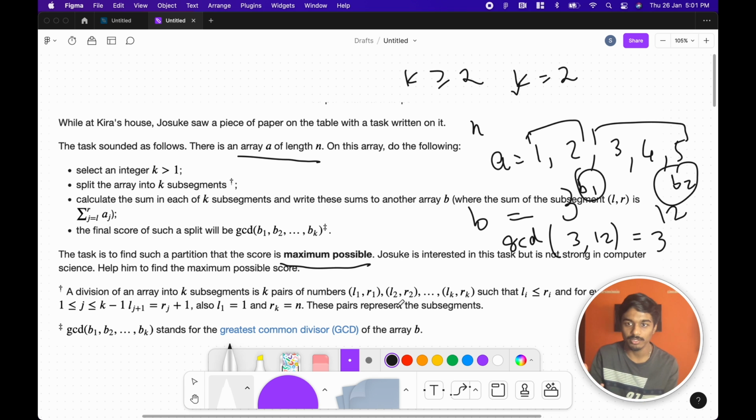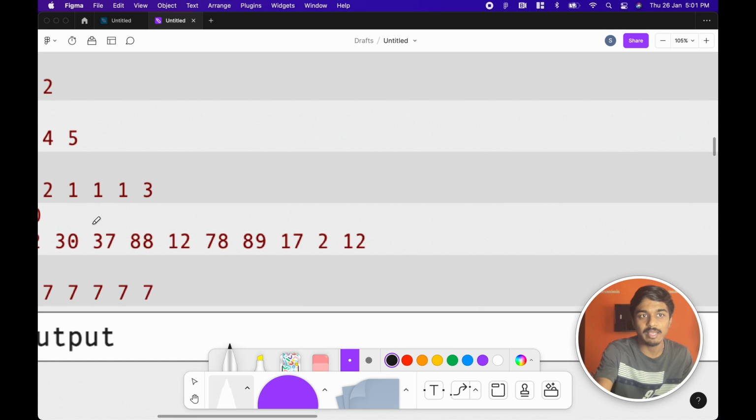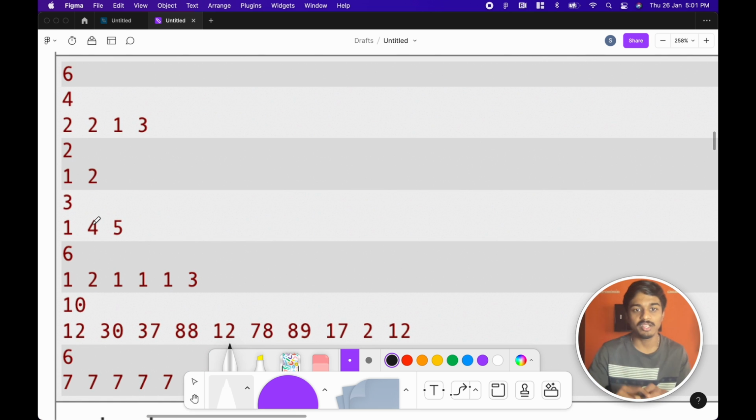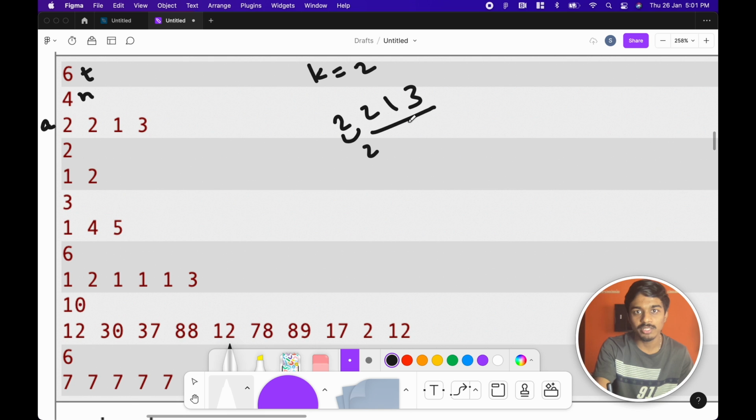To understand this further, without going into the solution first, let's quickly do some trial and error with the given examples in the question. These are the examples they gave. Let's suppose this is the n value, and this is test cases. This is the A array: 2, 2, 1, 3. Let's suppose k value as 2 here. Maybe we can take 2 here and 2, 1, 3 there. What is the sum? 2 and 6. What is the GCD of 2 and 6? It is 2.